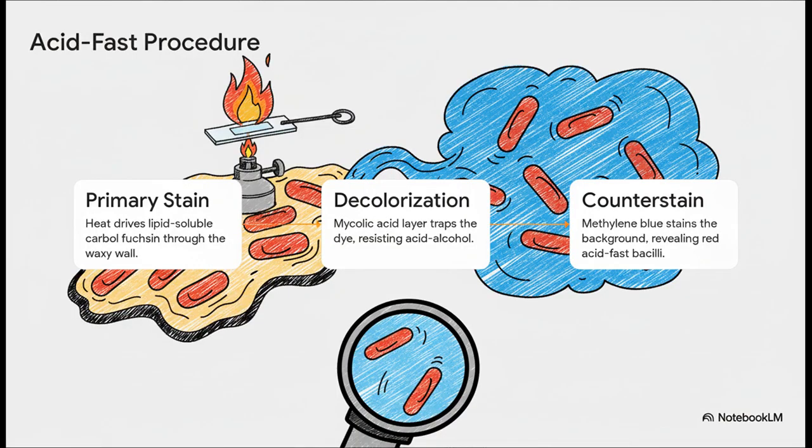Well, we use its own defense against it. It's brilliant, really. With the Ziehl-Neelsen stain, we use heat to literally melt the carbol fuchsin dye into that waxy cell wall. And once it's in there, the mycolic acids trap it, so it can't be washed out with acid alcohol. It's this beautiful hack that gives us those iconic bright red bacilli we're all looking for.